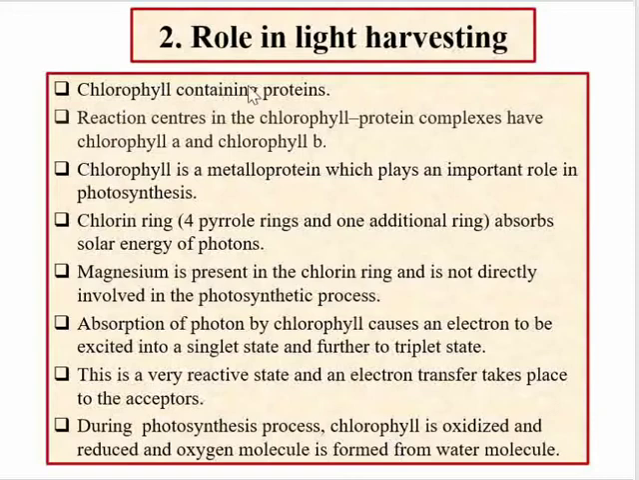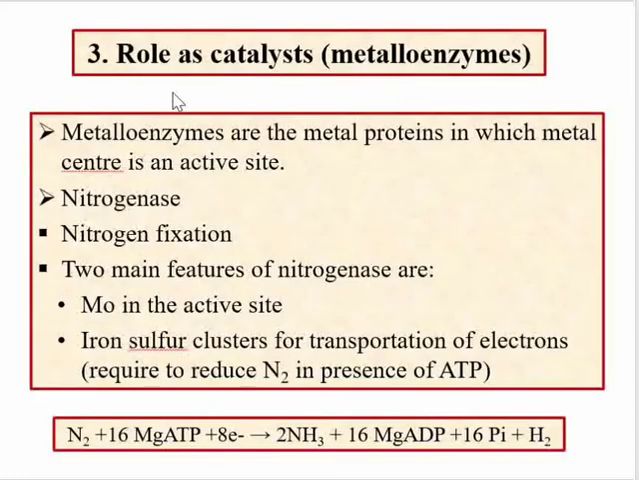So this is the process of the role of the metalloproteins in light harvesting. The third role of metalloproteins is catalysis, and these metalloproteins are known as metalloenzymes. There are various enzymes, and some of the metalloenzymes I have taken in this lecture act as catalysts and catalyze a number of reactions.